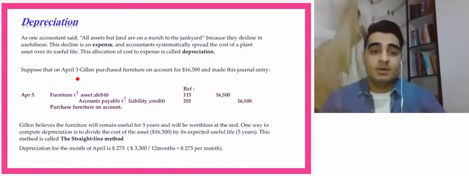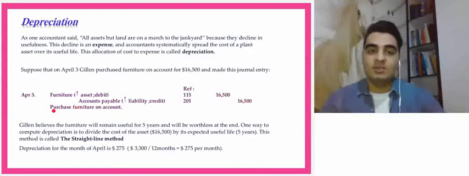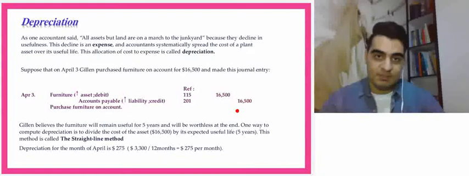Suppose that on April 3rd, Gillen purchased furniture on account for $16,500 and made this journal entry. This is our entry for April 3rd. We purchased furniture, so it's an asset and it increases, so we debit this amount. And as for accounts payable, because we purchased on account, our liability increases, so we have to credit this amount. We credit $16,500. This is our entry for the beginning of the period.